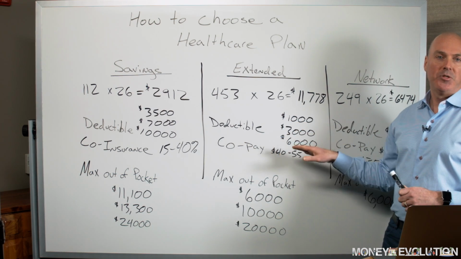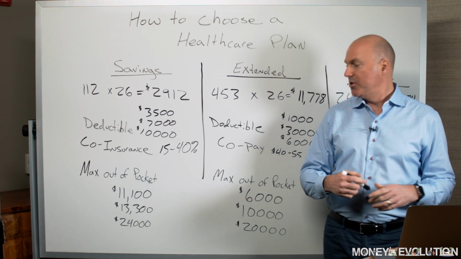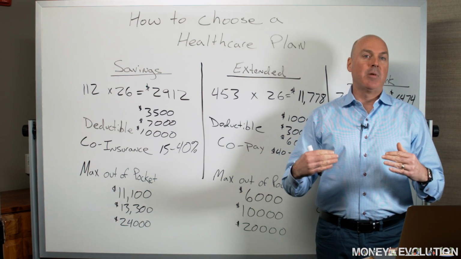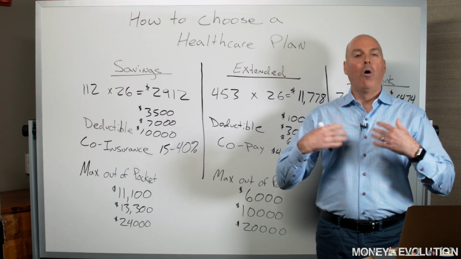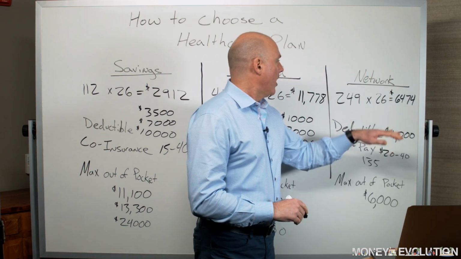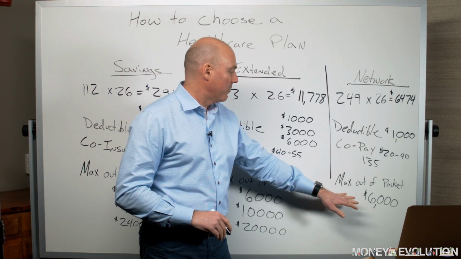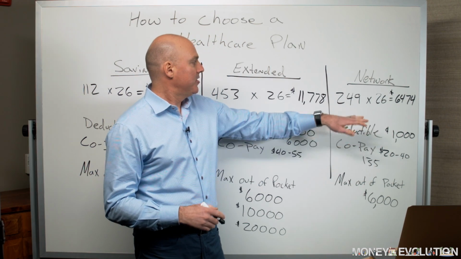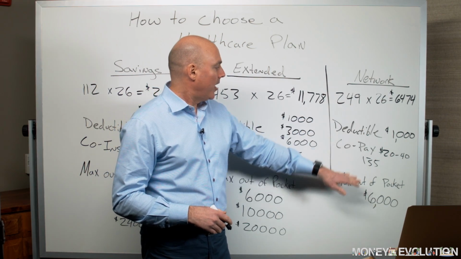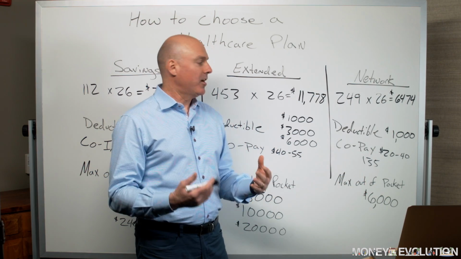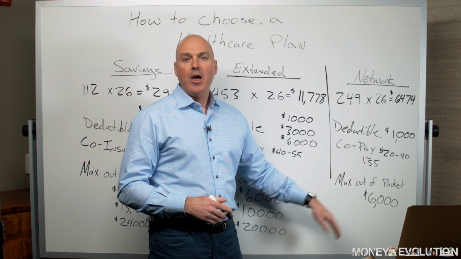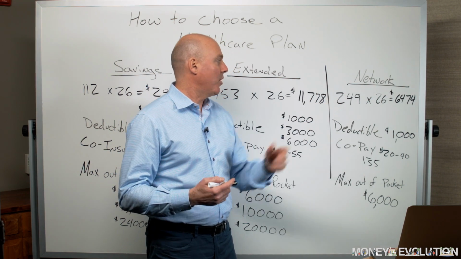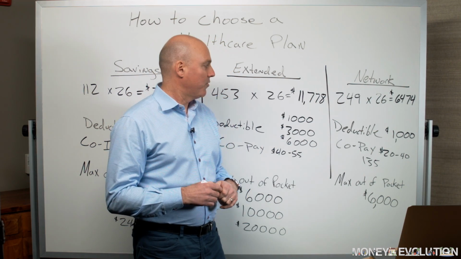Fortunately, for all of these plans, another term that we want to pay attention to is the max out of pocket. So that's the maximum amount that you could be on the hook for over and beyond the premium. So I'll start over here with the network on the far right. The max out of pocket for that is $6,000 for the year. So in addition to paying that premium, no matter what happens here with the deductibles and the copays, the most you can expect to pay for this is another $6,000 over and above that. So about $12,474 for the year.